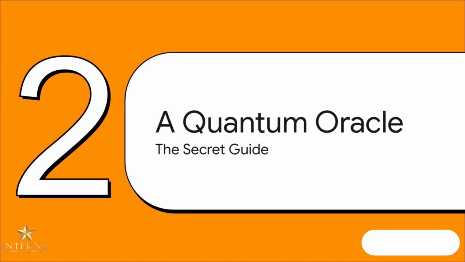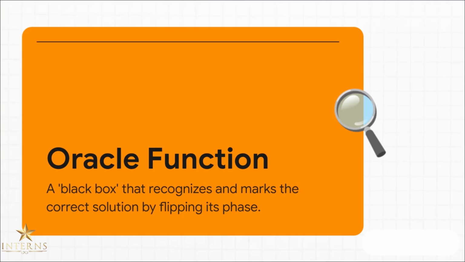Well, the first secret weapon sounds like something straight out of a video game. It's called the Quantum Oracle. The best way to think about the Oracle is as this magical black box. You have no idea what's inside, but you know it has one amazing superpower. It can instantly recognize the right answer out of all the possibilities. Its job isn't to tell you the answer, but to secretly mark it for the next phase of the plan.